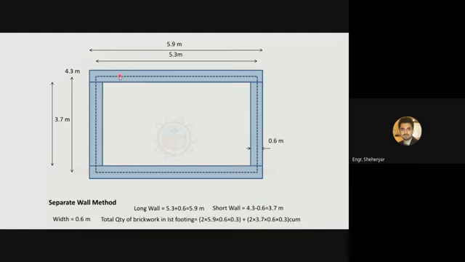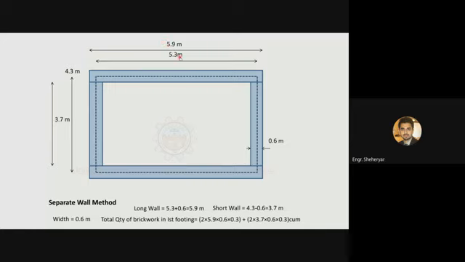So again the horizontal walls are long walls and vertical walls are short walls. So what will be the length of the long wall? The length of the long wall will be 5.3 meters, which is the center to center length, plus half width of the wall for this side and half width of the wall for this side. 5.3 plus half of 0.6 for this side plus half of 0.6 for this side.